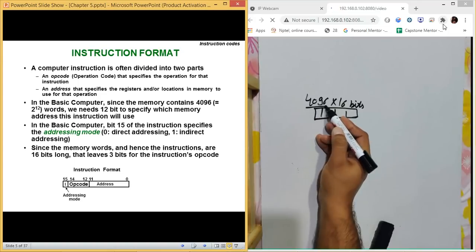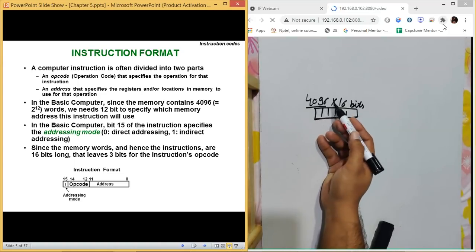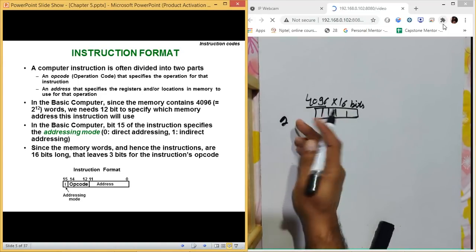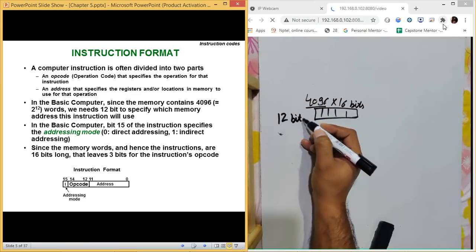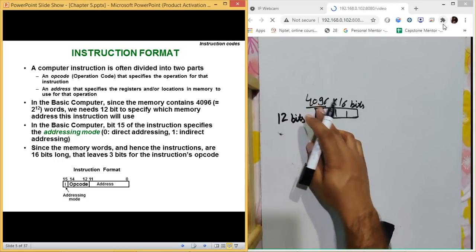And to access these 4096 words, we need 2 raised to the power 12. We need 12 bits to access all these 4096 words.